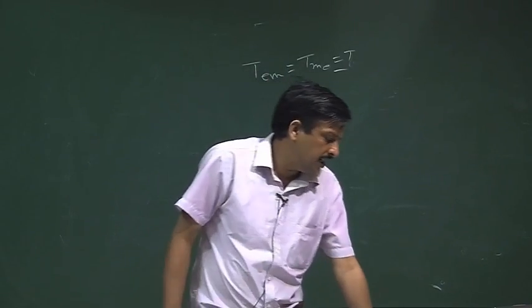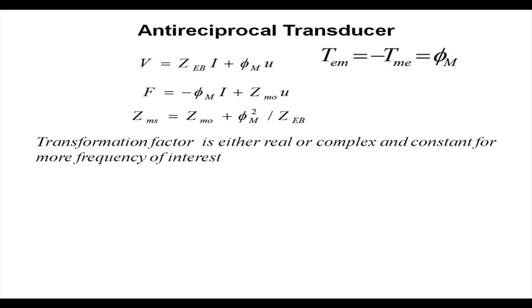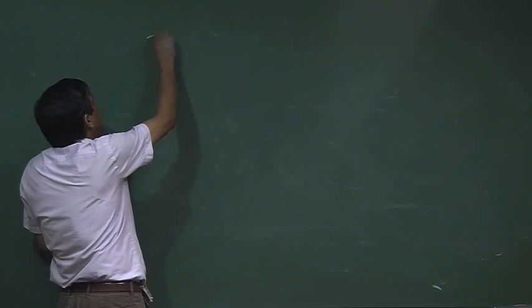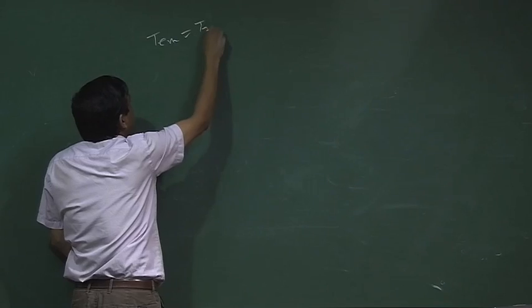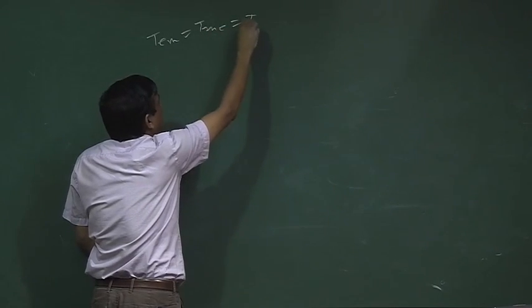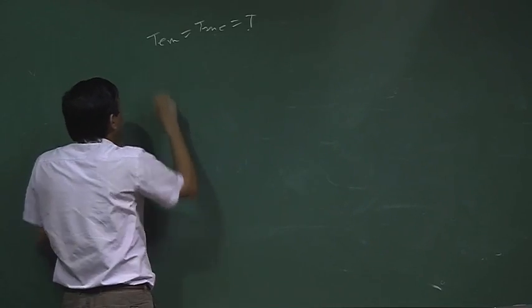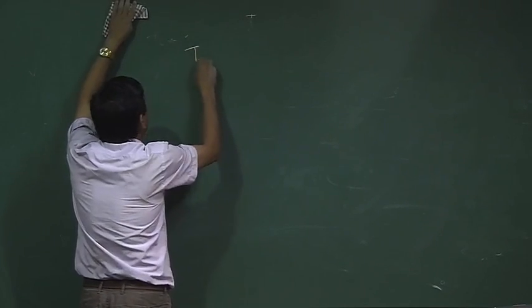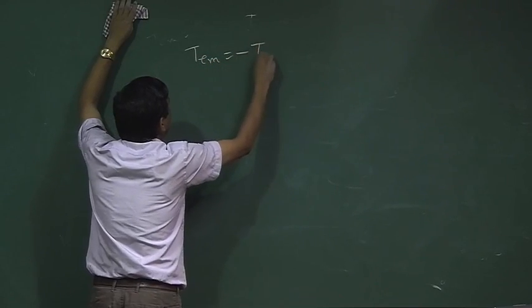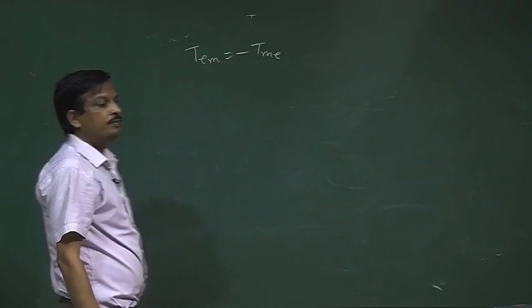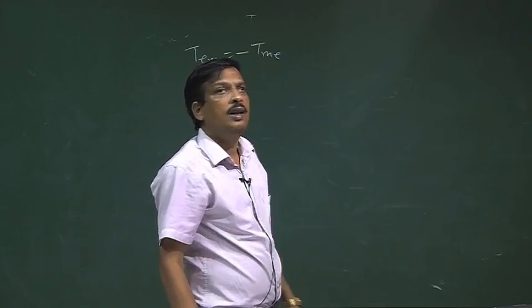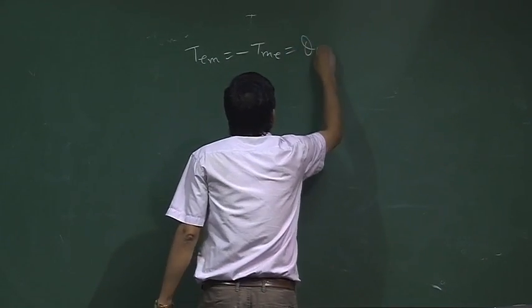Okay. Then there is another kind of transducer which is called the anti-reciprocal transducer. The transduction factor may be either real or complex, but in the case of a reciprocal transducer, TEM is equal to TME is equal to T, and it is real, and both are equal. But in the case of an anti-reciprocal transducer, let us say TEM is equal to minus TME, and this is nothing but phi m.